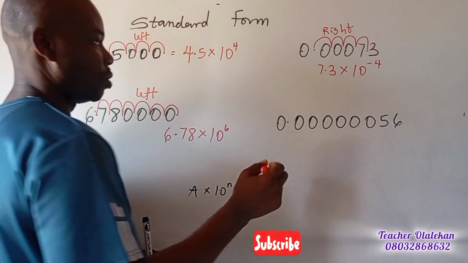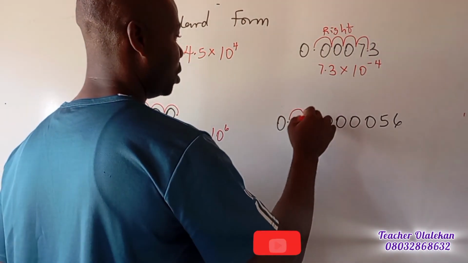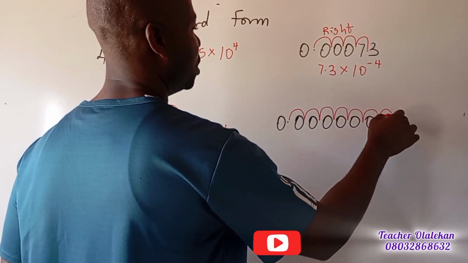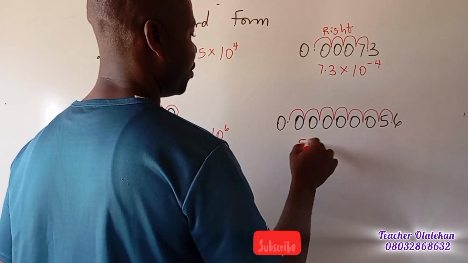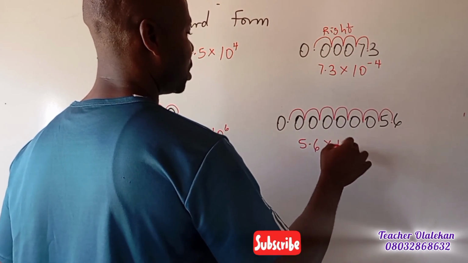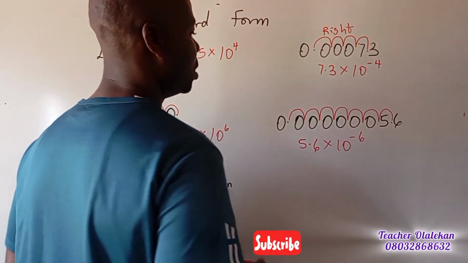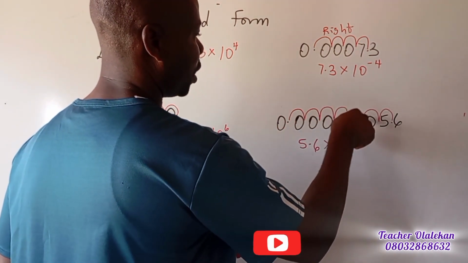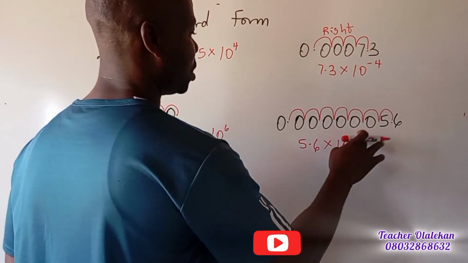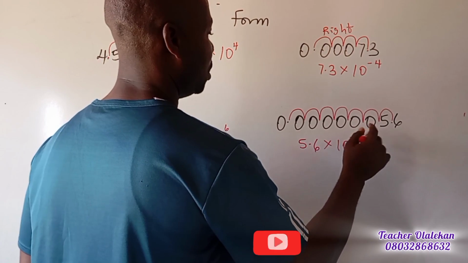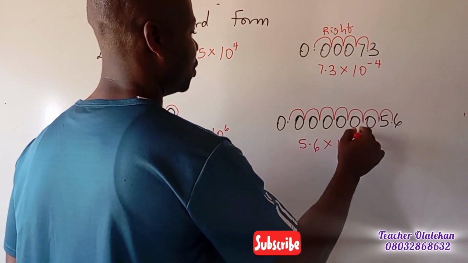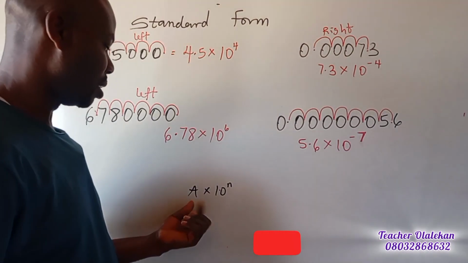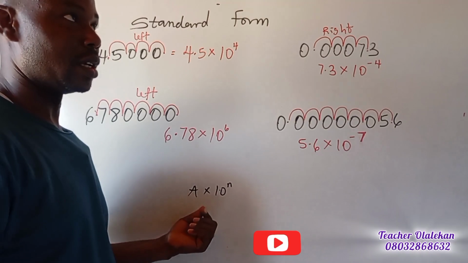So now let's do the last one, which is this. 1, 2, 3, 4, 5, 6, 7. So that becomes 5.6 times 10 raised to the power negative 7, because it moves 7 times. So do not forget that this is the rule for writing in standard form.